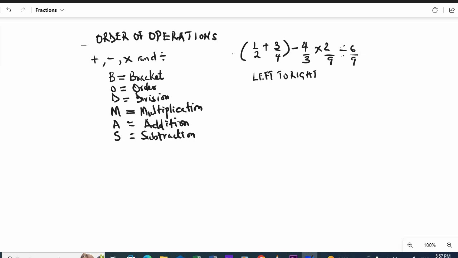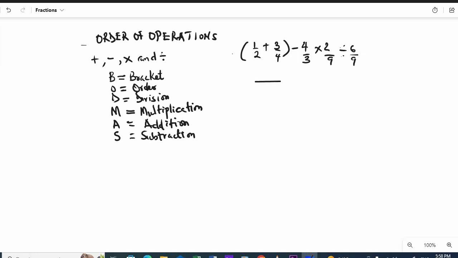Okay, so we're going to look from left to right and see which one comes first. In our order, the first one that comes is the brackets, right? Left to right, remember. So we'll solve what is in the bracket first. To solve what's in the brackets, we have to add 1 over 3 and 3 over 4.